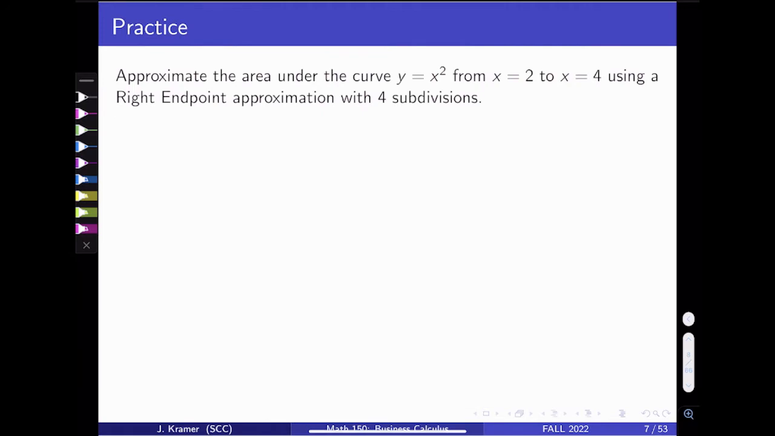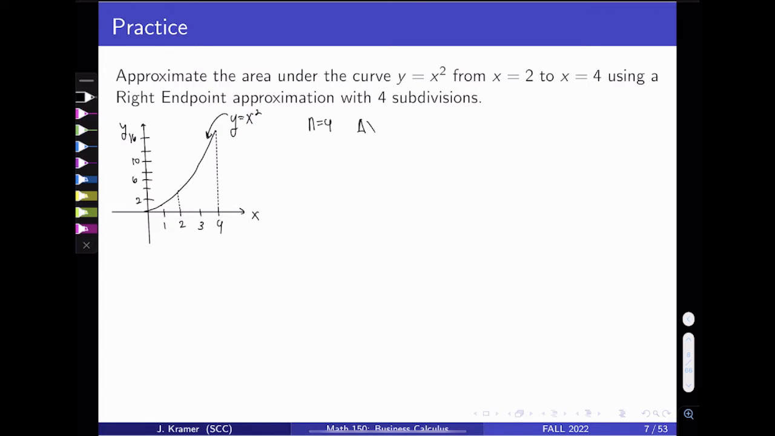So let's practice. We want to approximate the area under the curve y equals x squared from x equals 2 to x equals 4 using right endpoint approximation with 4 subdivisions. Let's start by drawing the piece of the graph that we want to approximate the area under. Okay, we're looking to find the area under the curve y equals x squared, bounded from x equals 2 to x equals 4. We're asked to use right endpoint approximation with 4 subdivisions. The 4 subdivisions is going to be identified as n. You'll need to know the equal width delta x that's created from each rectangle.